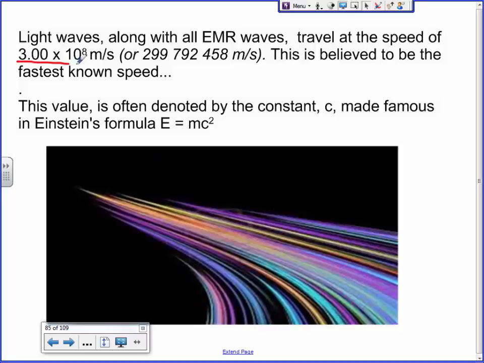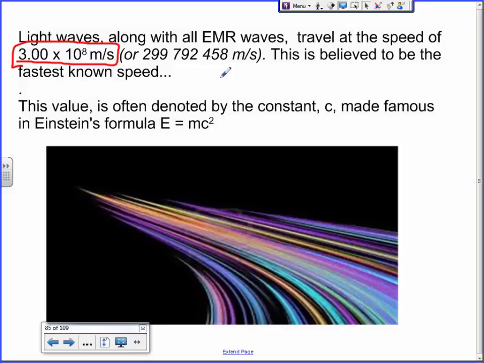Here's another number I need you guys to know. Light travels at 3 times 10 to the 8 meters per second. That is its speed. Officially, we've discovered it to be 299,792,458, but we're not going to use that number. That's kind of insane. It's on your data sheet, by the way.